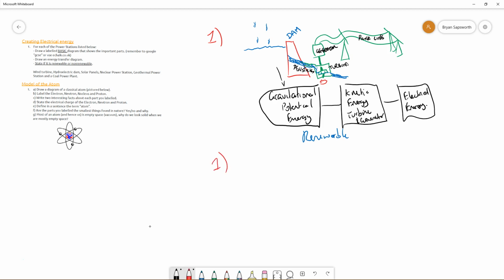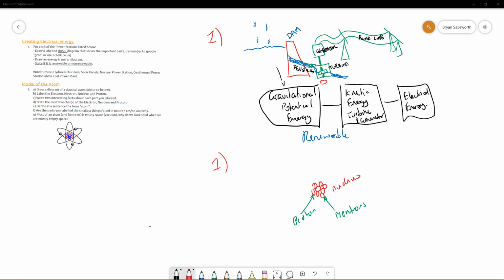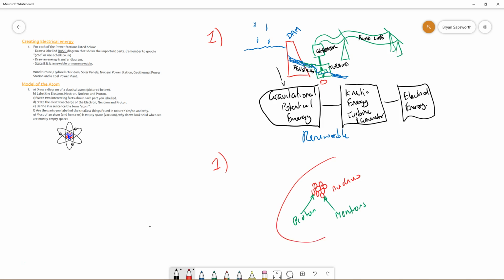Okay, now for the other one, draw a labeled diagram of the classical atom. So inside the atom, we've got the nucleus. And inside the nucleus, we have two particles, protons and neutrons. This is the classical atom that essentially was made by Rutherford. And then around the outside, we have electrons. Label the electron. Okay, done that. Write two interesting facts about each part you labeled.